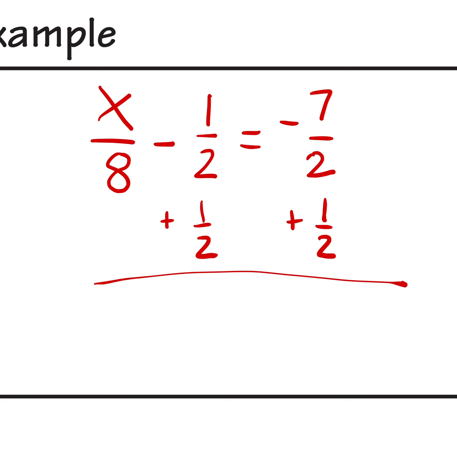Negative half plus half is nothing, it's 0, so it's gone. I'm left with x divided by 8. Negative 7 halves plus 1/2. They were so nice to us and they gave us common denominators already, which means I can just look and say signs are different, so I subtract. 7 take away 1 is 6. Keep the denominator. Who's the bigger number? 7, so we're going to keep the negative.